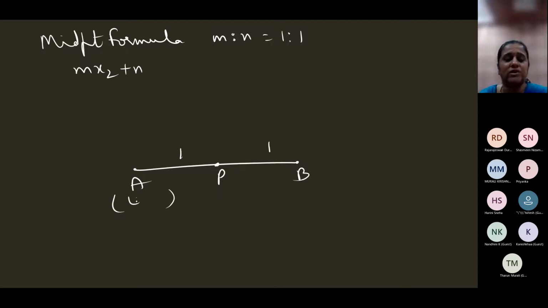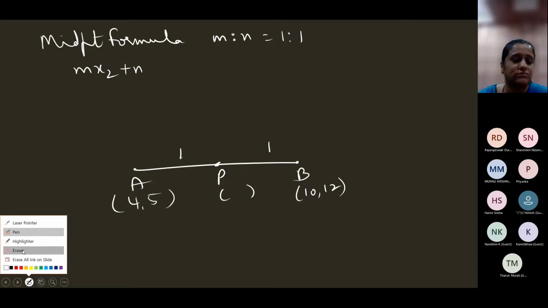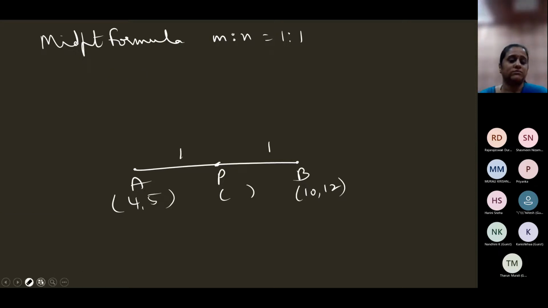You know A is, supposing, (4, 5), and you know B is something like (10, 12). And P divides AB in the ratio 1:1. So we have all that information related to the section formula. The ratio is 1:1 and you have the coordinates of A and B. Now if you have to find the coordinates of P, you can use the section formula, which is the midpoint formula.